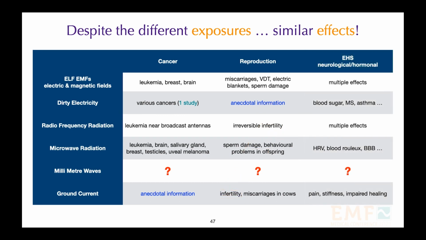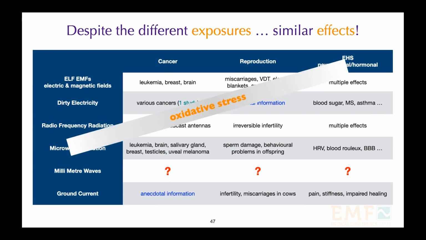The bad news is that when it comes to electrohypersensitivity, we have evidence that this radiation impacts almost every system in the body, from cardiovascular, neurological, hormonal, to immunological. The great unknown is how we react to millimeter waves. All of these effects have an underlying mechanism of oxidative stress.